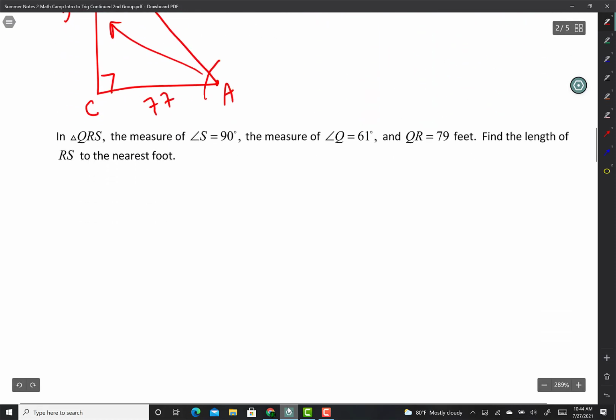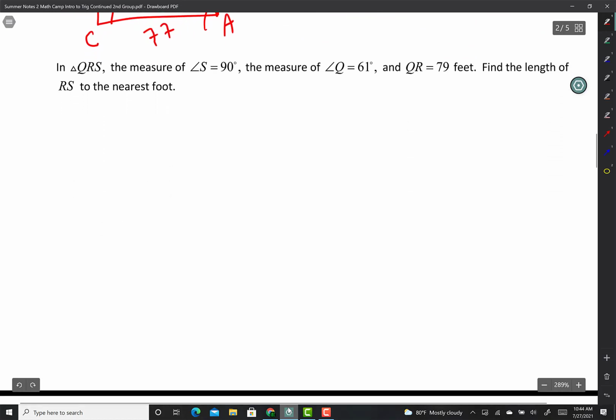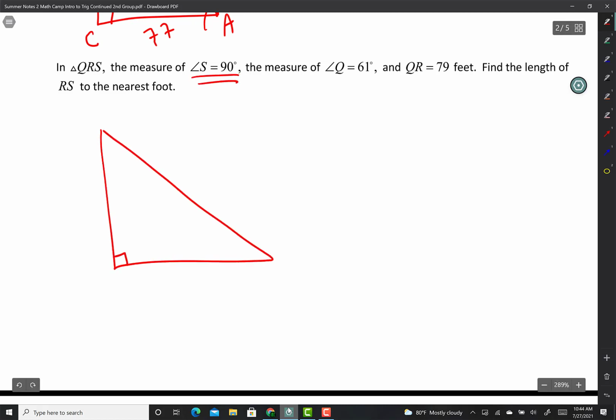Don't worry. Here's where it's finally going to get better. So check it out. Now they're going to get fun. After this, they're going to be super fun. I don't know about Fiesta Texas fun, but it's going to be fun. In triangle QRS, the measure of angle S is 90 degrees. So let's draw a right triangle. And this one's the important vertex. So angle S is 90. And it doesn't matter where you put Q and R. And it's not to scale, of course. And it says angle Q is 61 degrees. So I write 61 degrees there. And it says QR is 79.